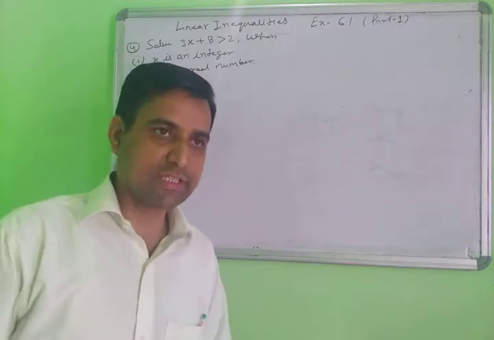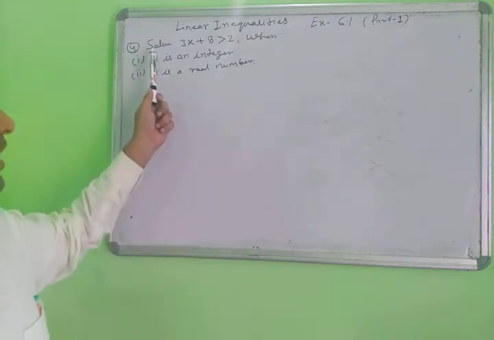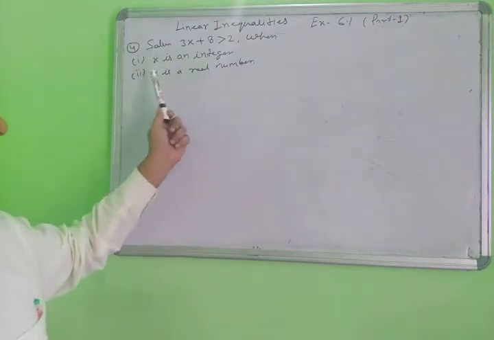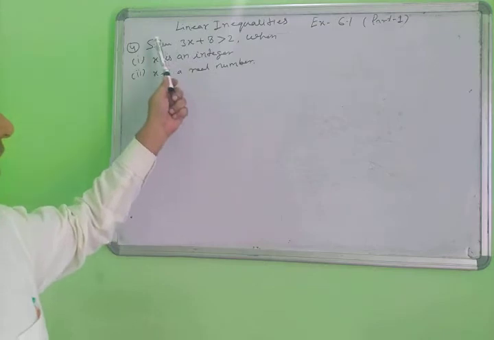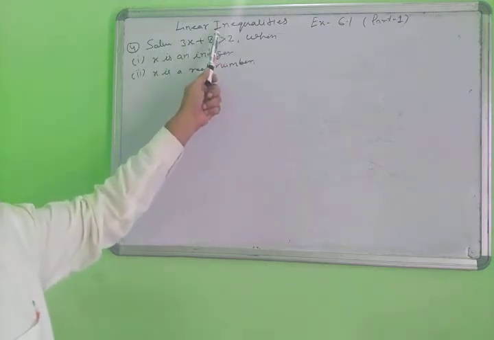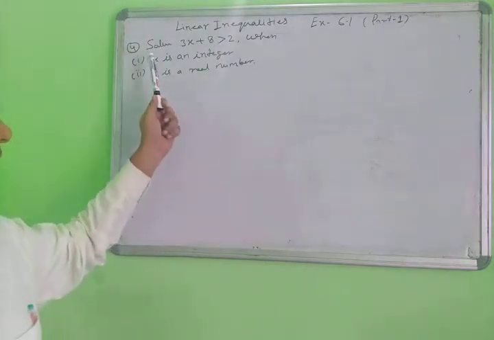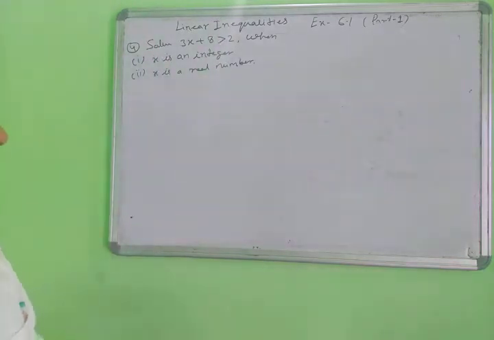Yes, student. Next question, I am taking question number 4 here. Here the conditions have changed. X is an integer or x is a real number. Our inequality is given as 3x plus 8 greater than 2. In the first question we had less than, now we are given greater than, so our condition also changes here. Now let's start the solution.